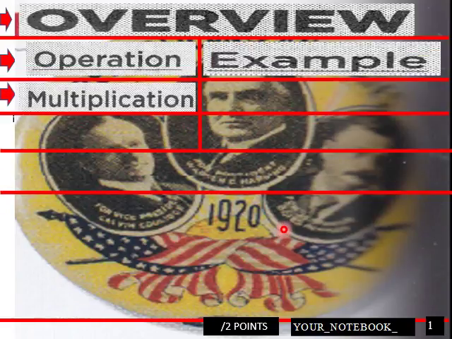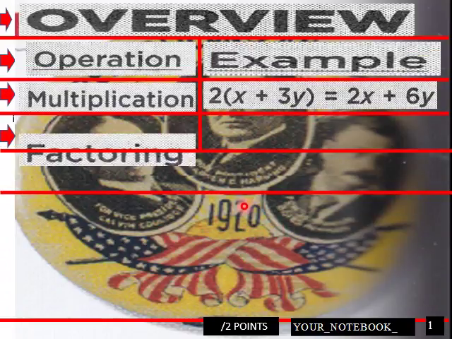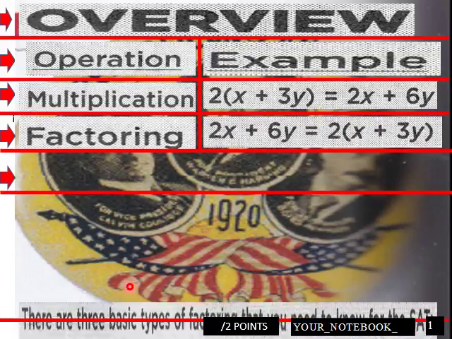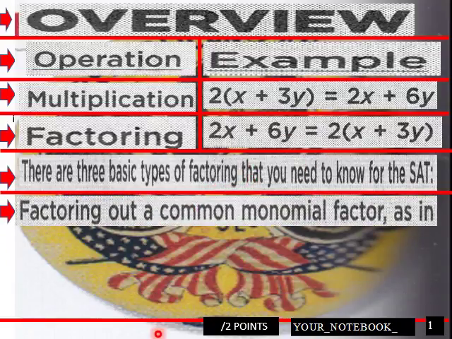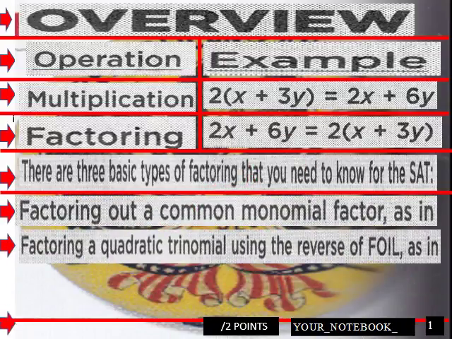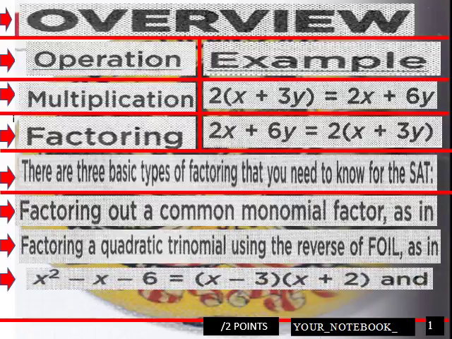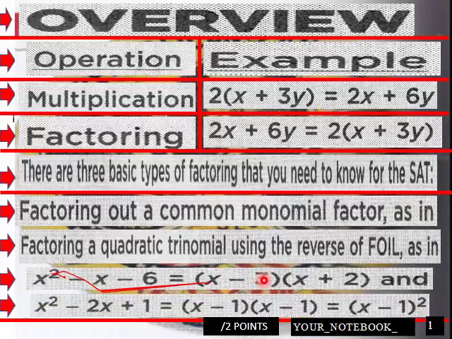Overview of this section. We have multiplication, that would be an example there, and then factoring, example there. There are 3 basic types of factoring that you need to know for the SAT. Factoring out a common monomial, factoring a quadratic trinomial, such as going from here to here, and then going from here to here, which is the same thing. And here is what's called the difference of squares.